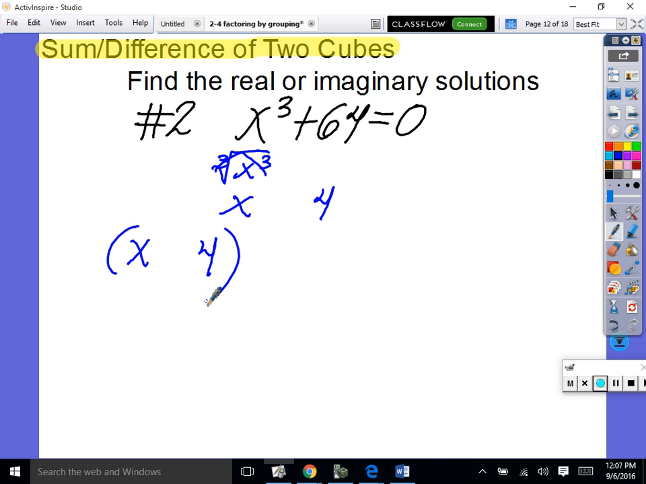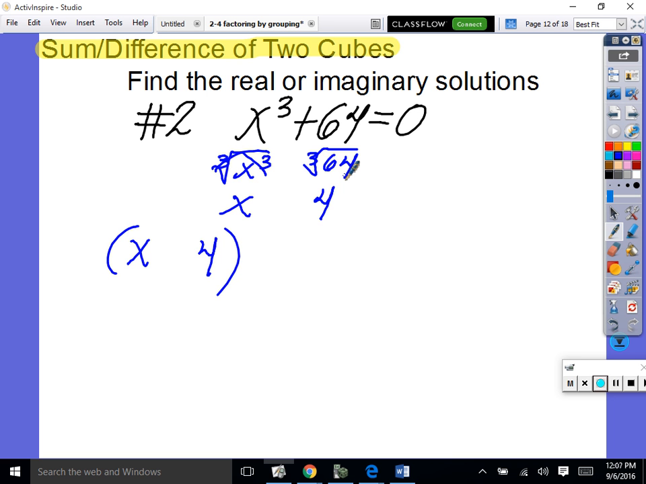Wait, do you always do the... Yes, to get your front and back, yes. Wait, so when you, like, sorry, the cube root of 64 is 4, and then the cube root of x cubed would be x. So we're cube rooting the front thing and the back thing. Do we have other questions before we go on?